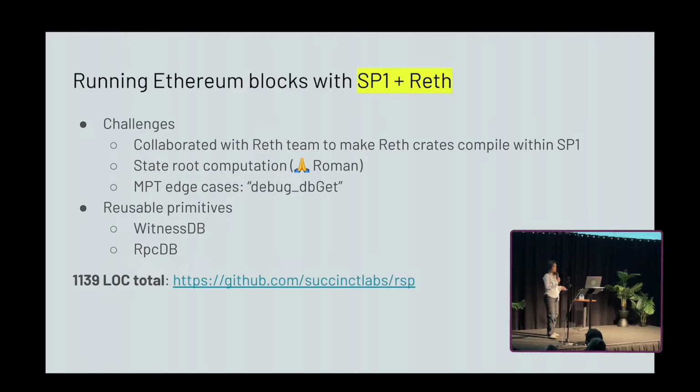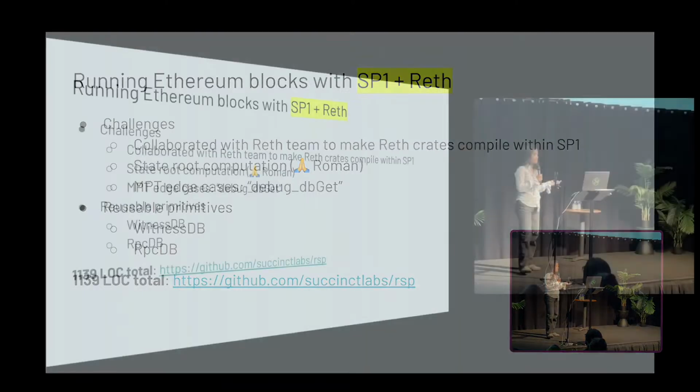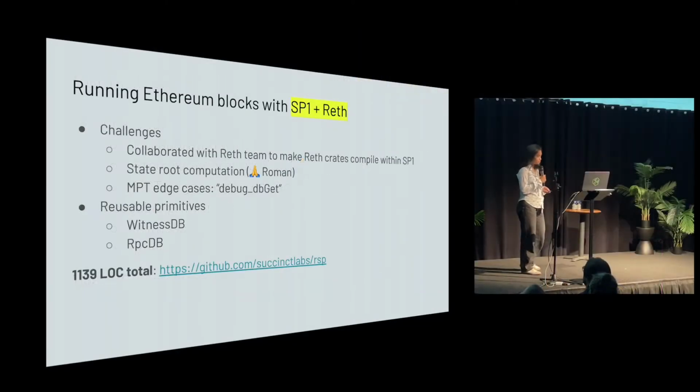Now, once we got through all those challenges, there's a bunch of reusable primitives, including an RPC DB that can be modularly used with Revm, where it fetches all the witnesses from an RPC. And then we have a witness DB that can be used in a ZKVM context, where it loads up all the state, and then it can just run the block statelessly. In the end, we only have 1,100 lines of code in this repo, and we can now execute any Ethereum block and generate a ZK proof for it. And it also works with OP Stack pretty easily, thanks to OP Reth.